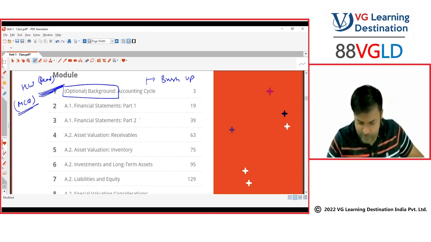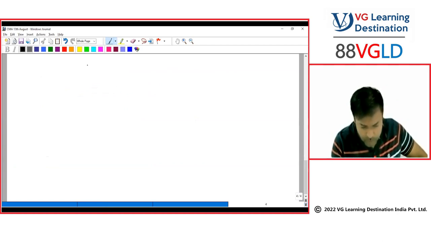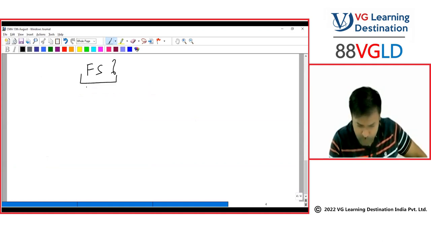I'll start with the financial statements, guys, the second module. How many kinds of financial statements do we have? How many types of financial statements do we have? Three. Can you help me? What are the names?